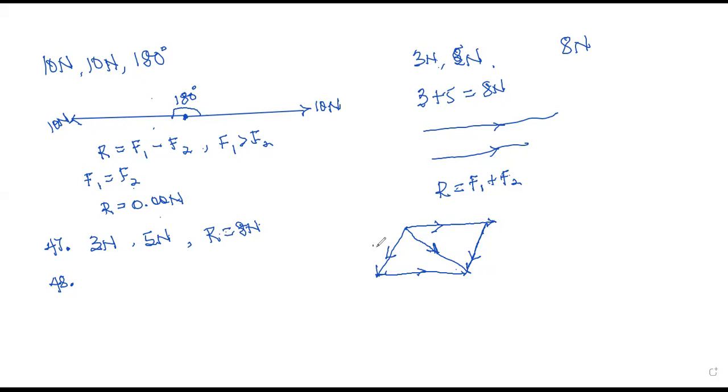So when we have two forces acting on the same point at the same time, which angle here would give us the greatest force? What must be the angle between the two vectors so that we can have the greatest force? Must it be 0, 45, 90, 180?